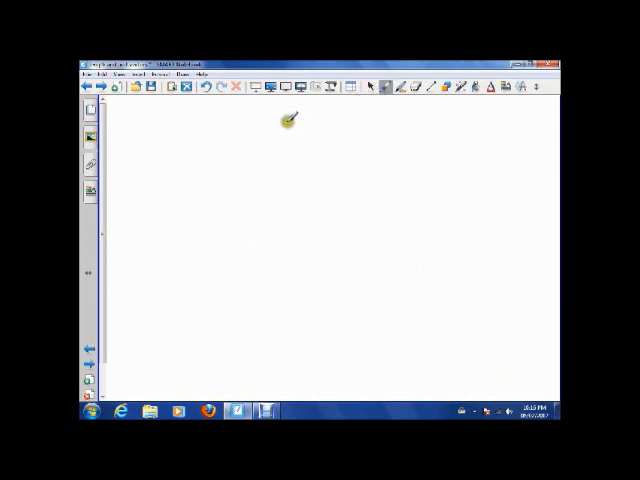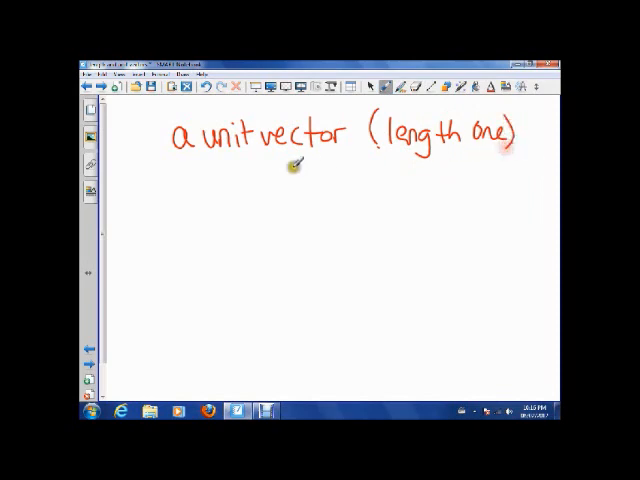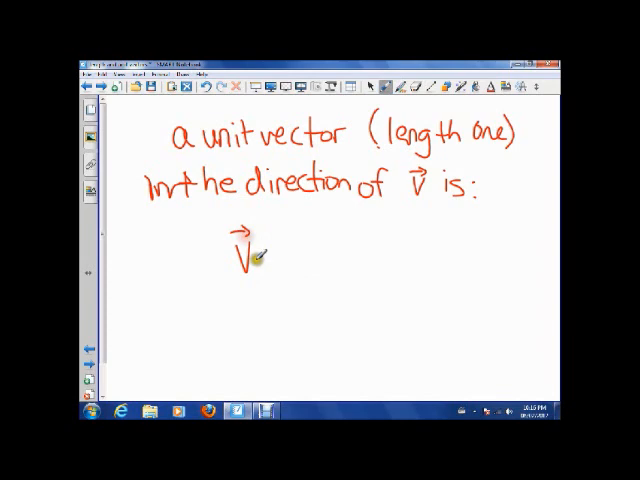Let's just write down something. A unit vector, so that means length 1, in the direction of a vector V is, remember it's always the same direction, so it has to be V, but I don't want it to have length 1, so I'm going to divide by the magnitude of V. This is the unit vector, and the way that it's written is it's V with an arrow and a little hat on it. So V hat means unit vector.